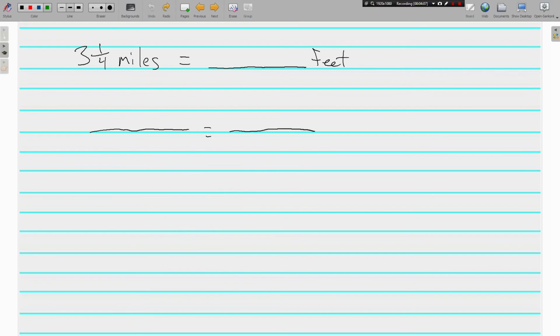One more. Oh, a mixed number. 3 1/4 miles is how many feet? What do I have? What do I want? I want to know how many feet. Third step is labels. Keep the same labels horizontal. And step 4, what do I know? What do we know about miles and feet? In 1 mile, there is 5,280 feet. Cross products.